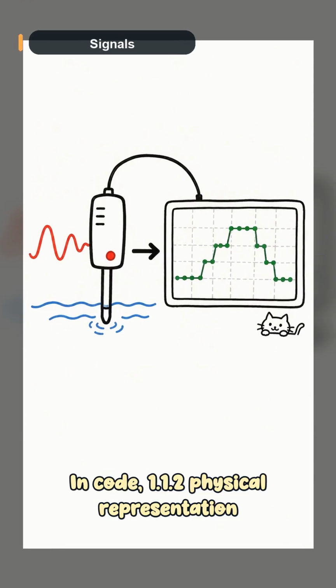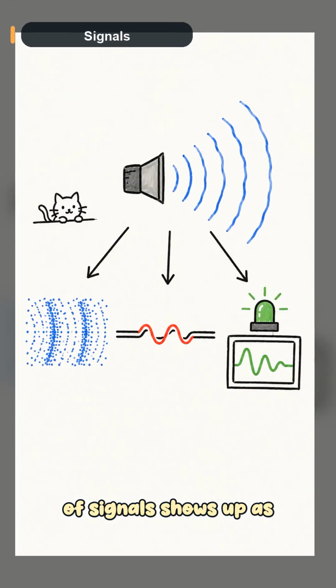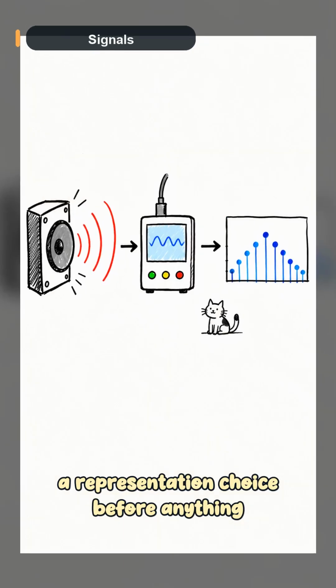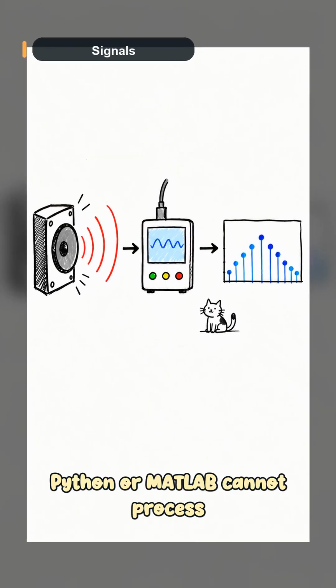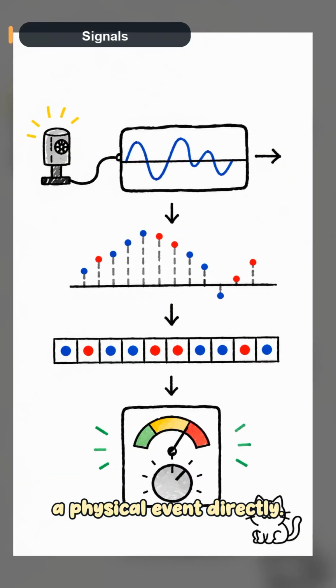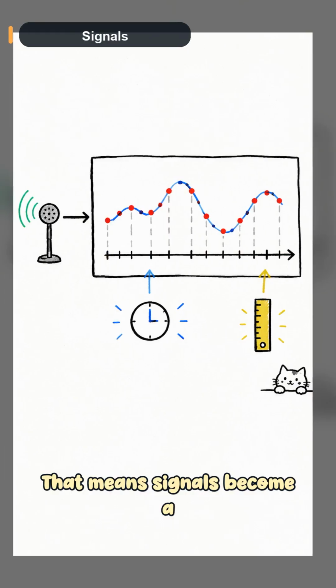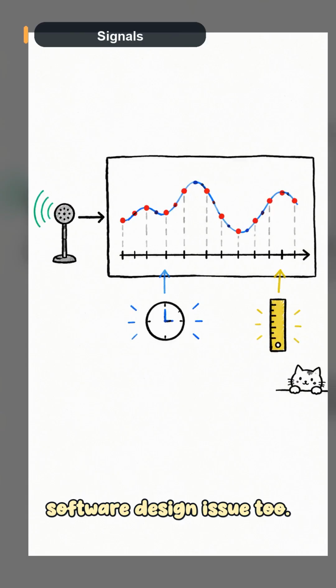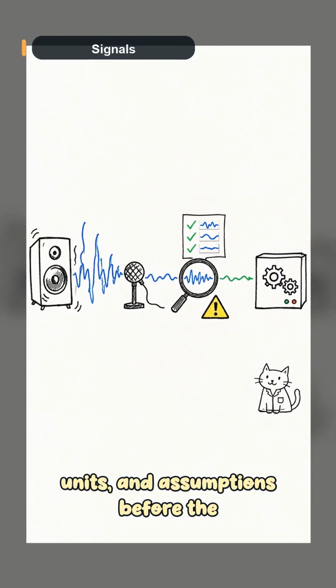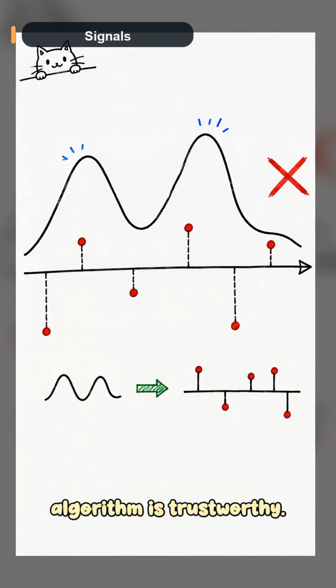In code, 1.1.2 physical representation of signals shows up as a representation choice before anything else. Python or MATLAB cannot process a physical event directly. They process arrays, sequences, and well-defined variables. That means signals become a software design issue too. You need the right indexing, units, and assumptions before the algorithm is trustworthy.